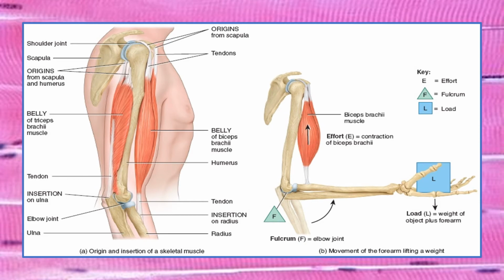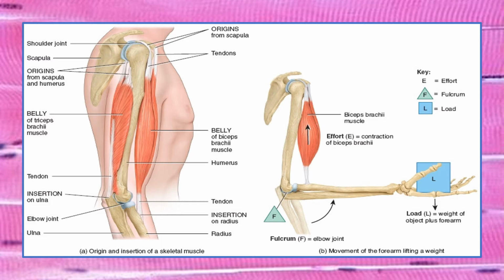Let's shift gears and discuss the mechanics of the skeletal muscle. Each muscle has an origin and an insertion point. The origin is the portion of the muscle that is attached to the more stationary part of the skeleton. If we look at the picture of the arm and focus on the biceps, we can see the point of origin is located on the scapula.